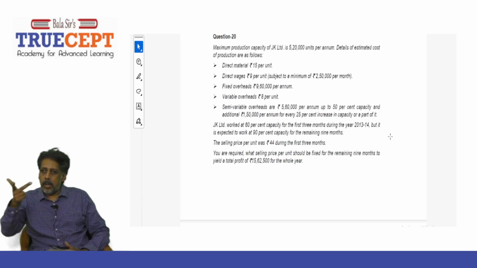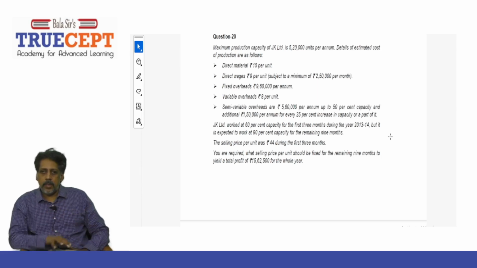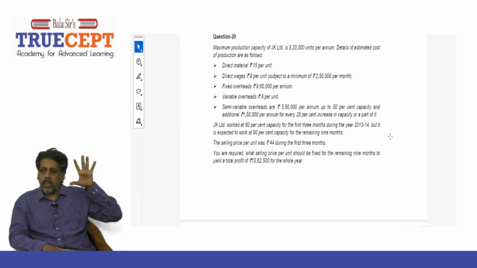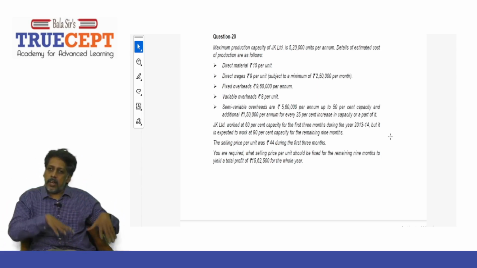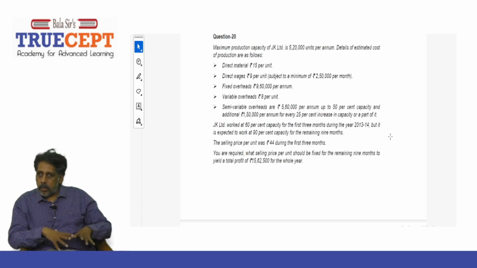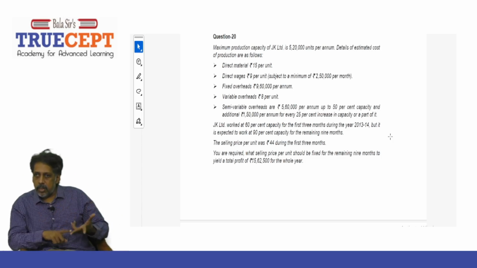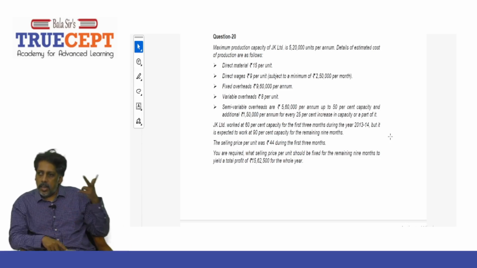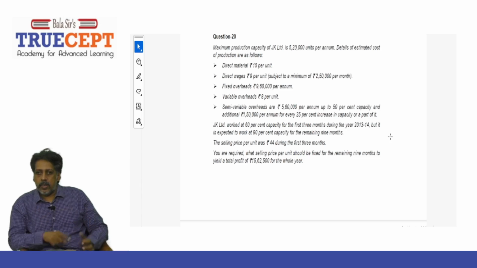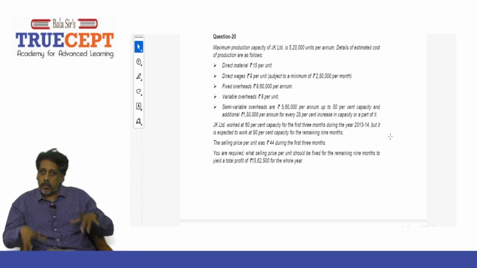Now people have a doubt. What happened to factory, office and selling overhead? They go in something called fixed, variable and semi-variable. Remember, the overheads incurred can be classified based on the function. Factory overhead is a production function. Administrative overhead is office overheads, the administrative function. And selling overhead is the marketing function. So that is based on function.